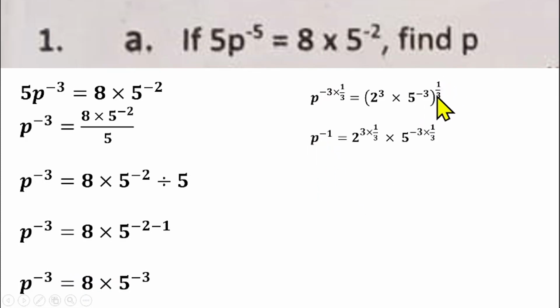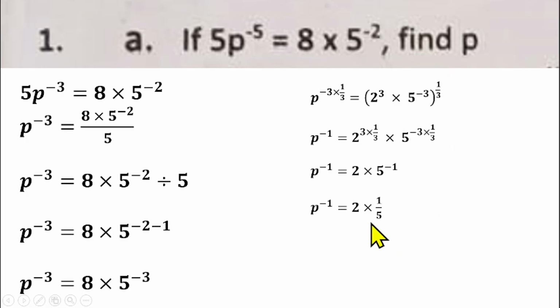Then this power of 1 over 3 will multiply each of the terms here. It will multiply this, it will multiply this as well, and that's what you are having here. So 3 will go into 3 here, you are left with 2 raised to power 1. Then 3 will go in here, you are left with 5 raised to power minus 1 as well. So you will have p raised to power minus 1 equals 2 times 5 raised to power minus 1.